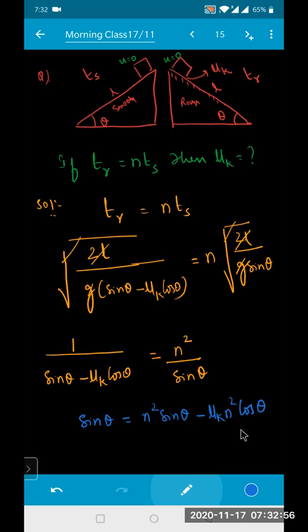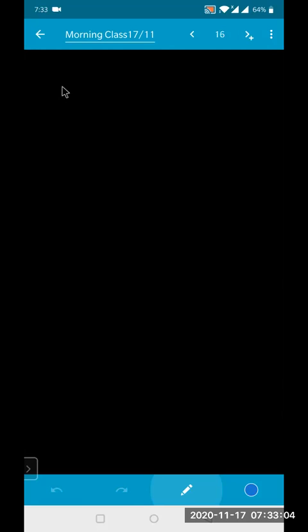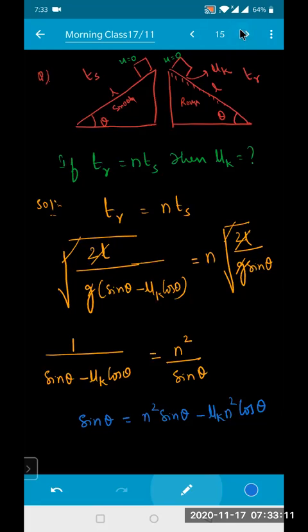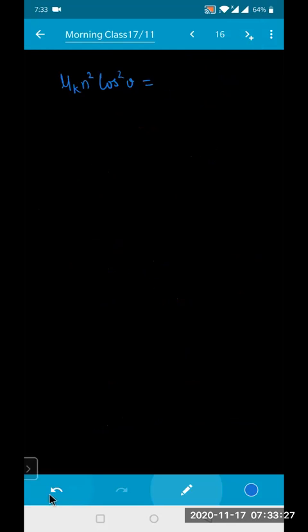We need to calculate the value of mu k. So you bring this one outside. So this will become mu k into n square into cos theta. Sir, how did you get cos square theta? Look, it is cos theta, sorry, not cos square theta.